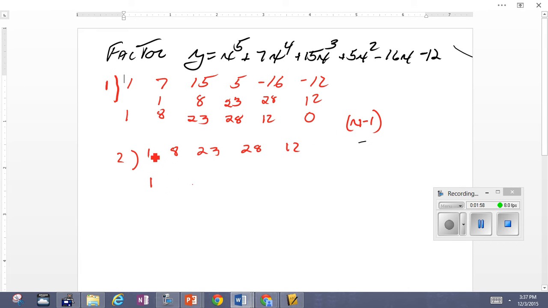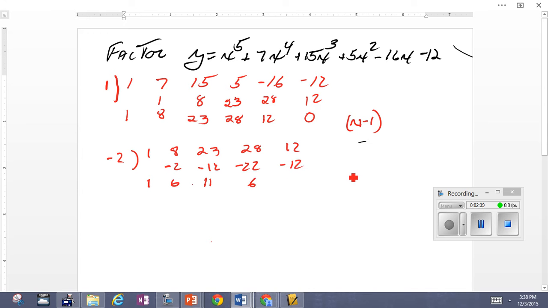1 is the first number coming down. 1 times 2 is 2. 10, 20, 43. It looks like it's not going to work because the numbers are getting bigger and bigger, right? 46, it's not going to give me a 0, so I'm going to abandon it at this point and try negative 2, okay? 1 comes down, negative 2, that's 6, that's negative 12. Negative 12 and 23 is 11, negative 22, and that's 6, and that's negative 12.